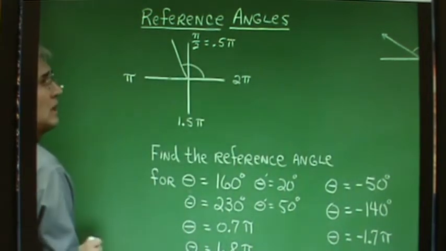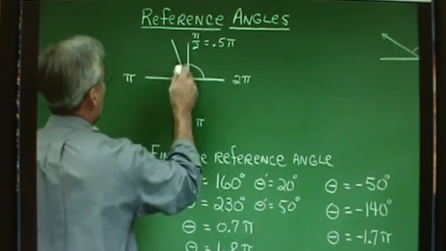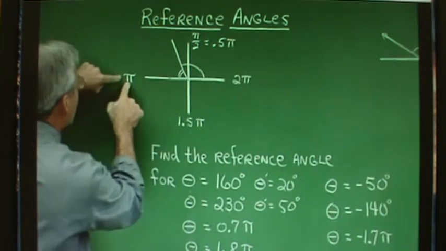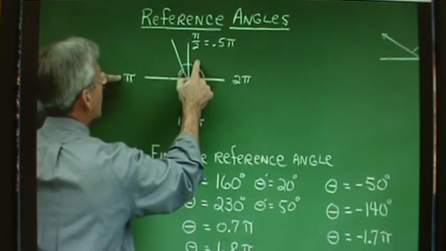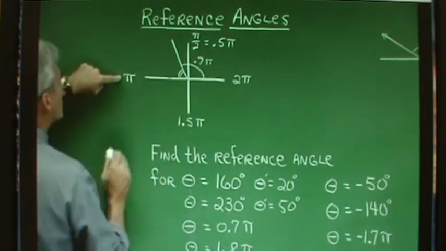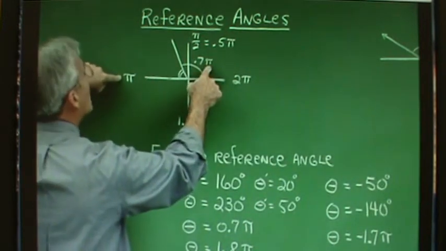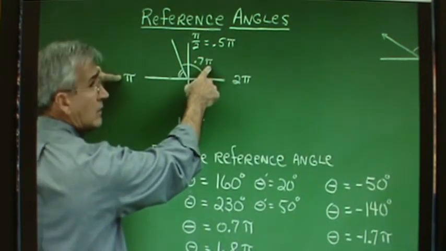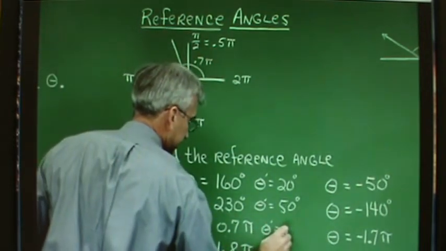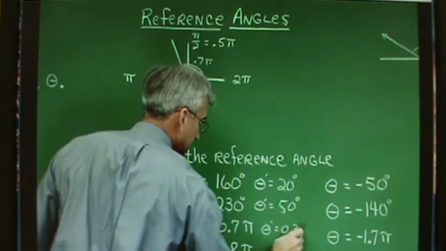You see? And so now we want our reference to be over here. So what we do is we take pi and we subtract the 0.7 pi. See, that's 0.7 pi. So pi minus 0.7 pi is 0.3 pi. You see? And so theta prime is 0.3 pi.